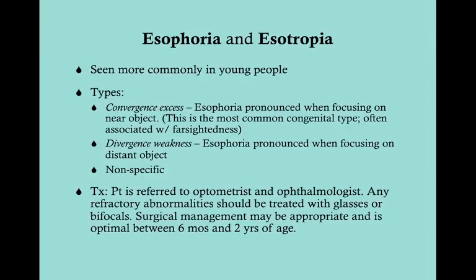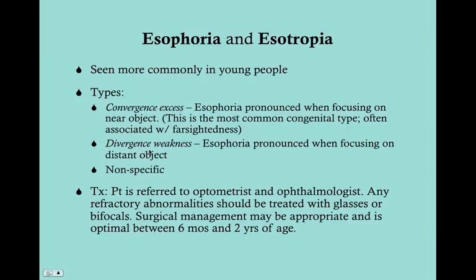So let's say my left eye converges, but my right eye converges excessively. When I'm focusing on a near object, I'm going to have a right esophoria because my right eye is converged a lot further in than my left eye. So this is the most common congenital type, and often this is associated with farsightedness.